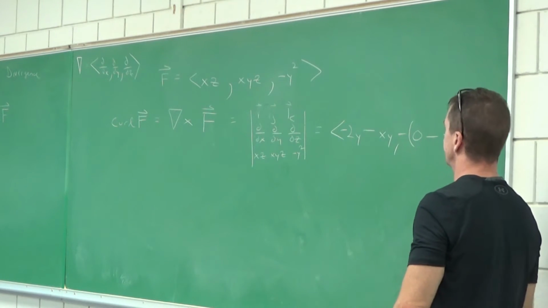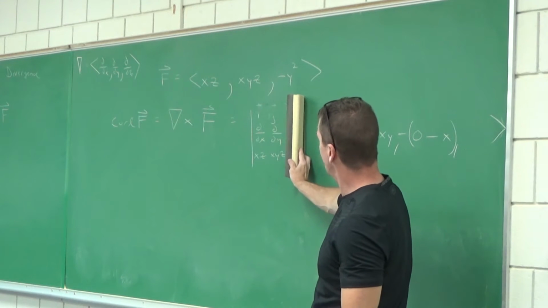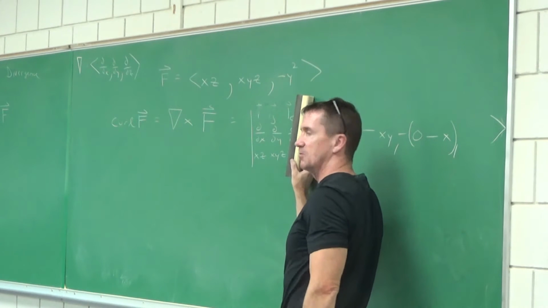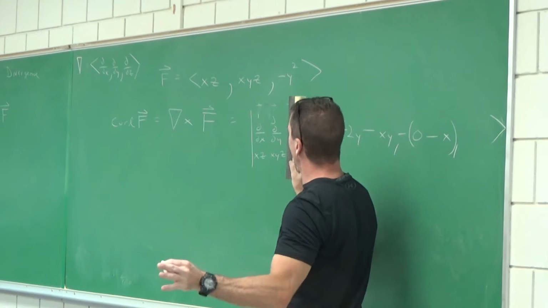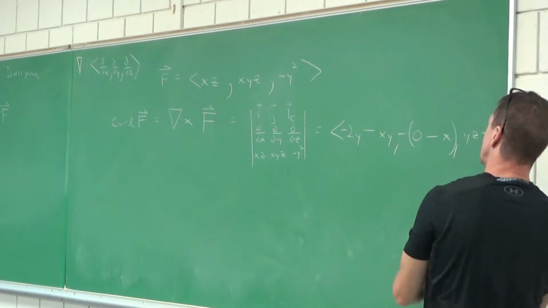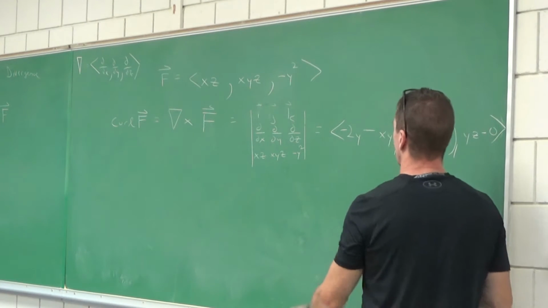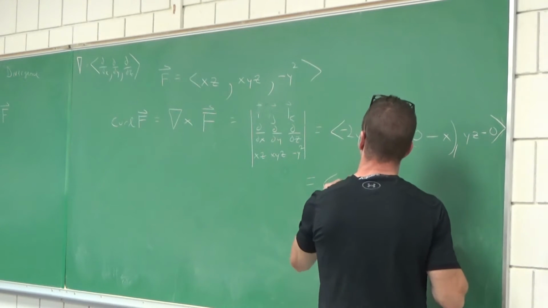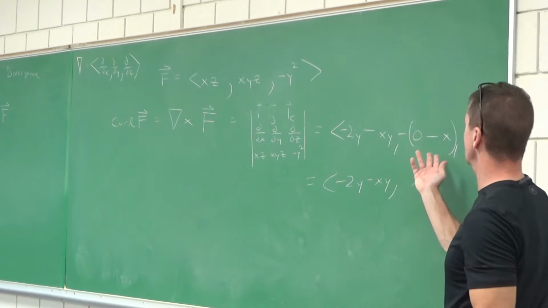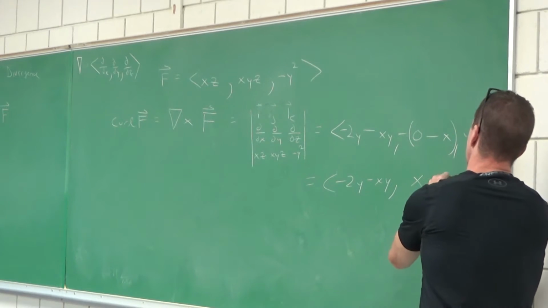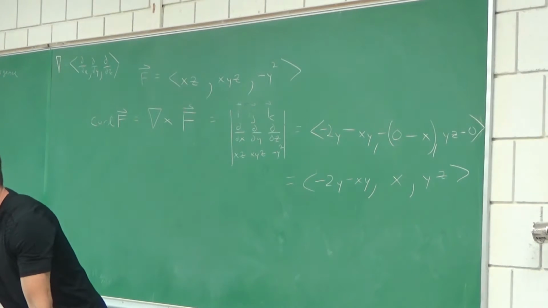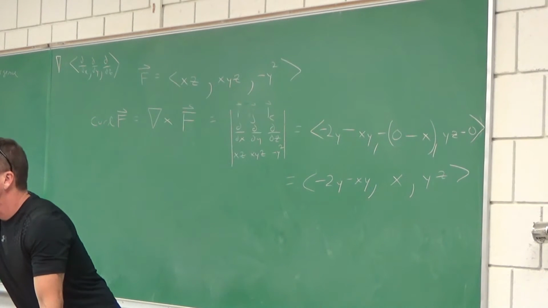And how about the last component? We'll wipe this k column out, get that out of the way. What's the partial of that with respect to x minus the partial derivative of that with respect to y? yz minus 0. I like it. You just found the curl of vector field F. I guess I could simplify it a little bit. Negative 2y minus xy, that's just negative x, and then yz. That's just the curl.